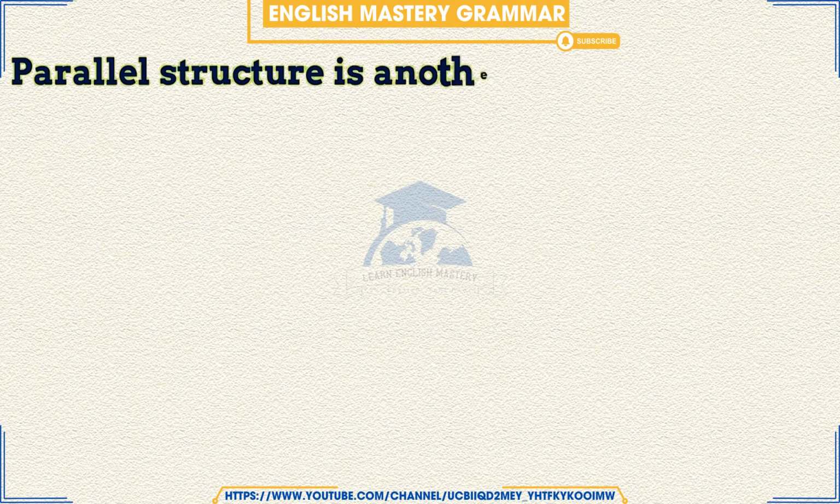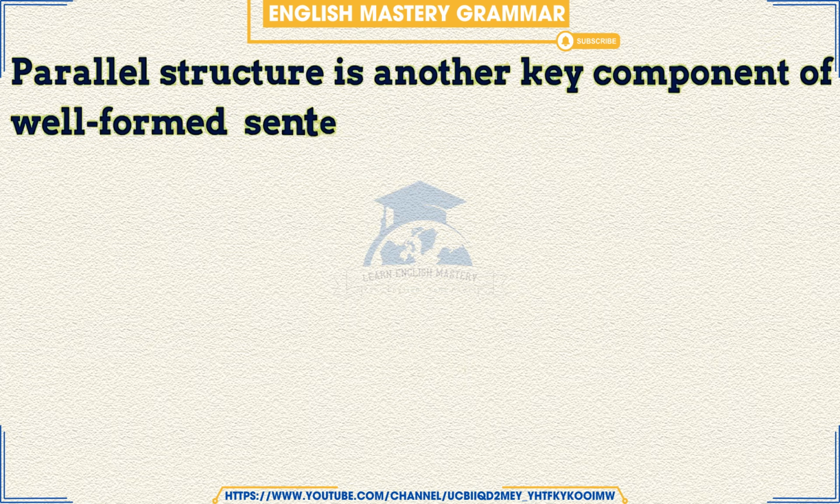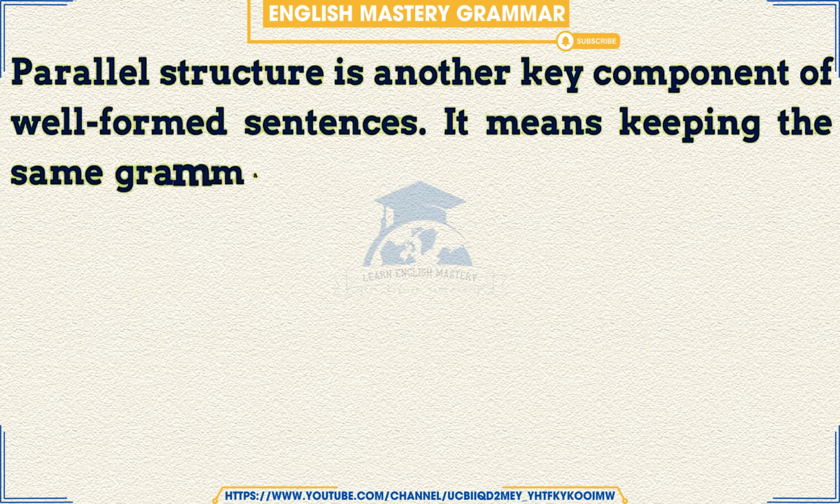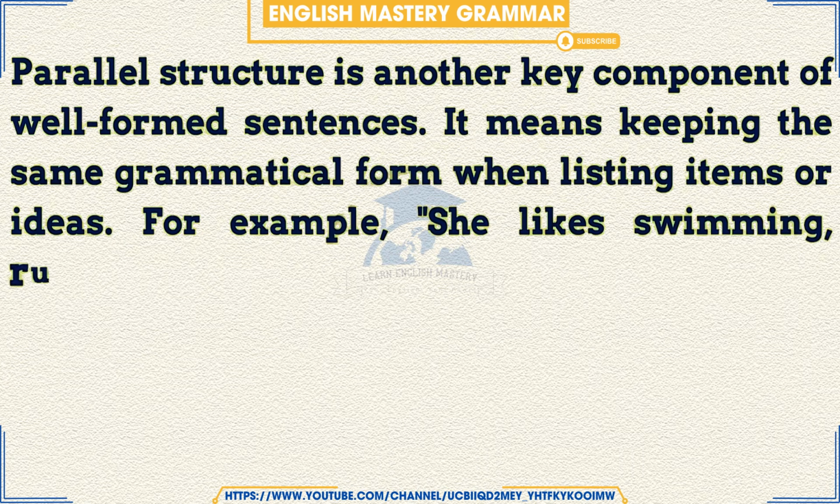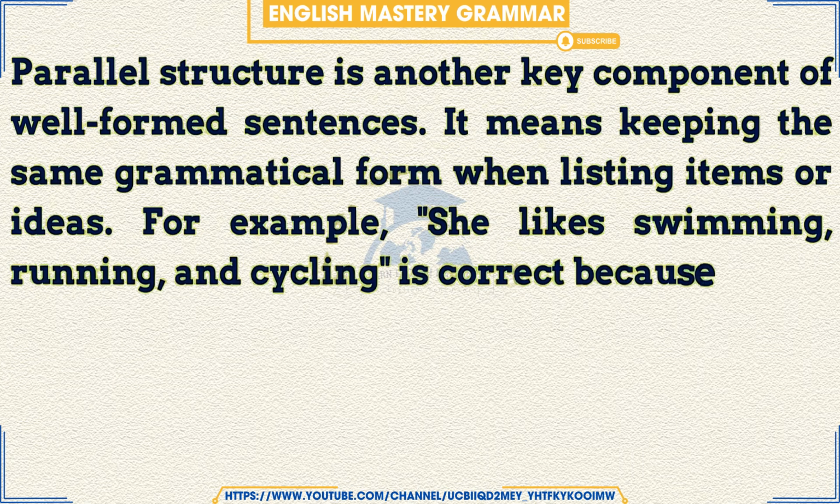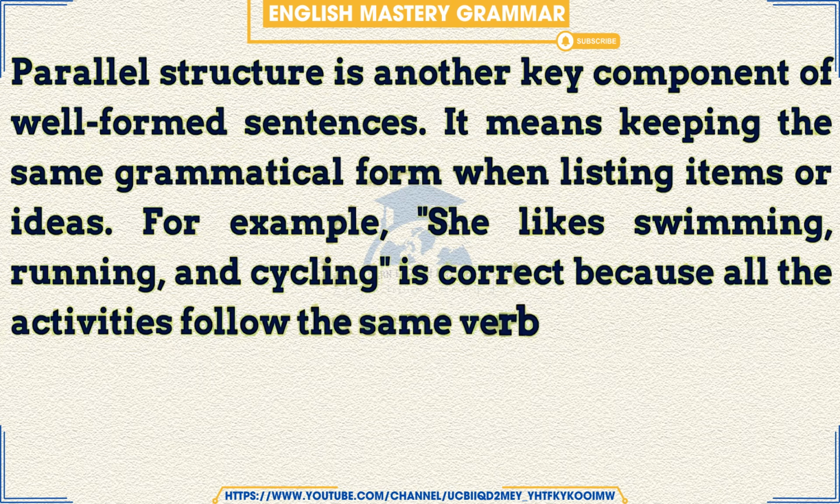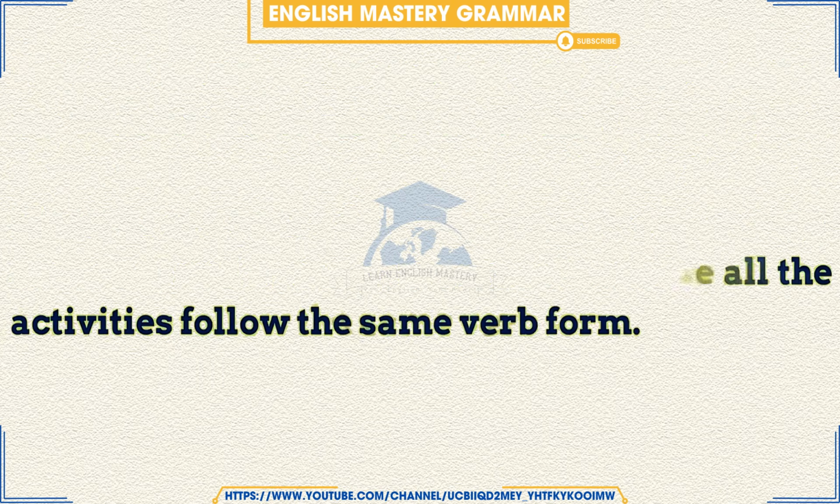Parallel structure is another key component of well-formed sentences. It means keeping the same grammatical form when listing items or ideas. For example, "she likes swimming, running, and cycling" is correct, because all the activities follow the same verb form.